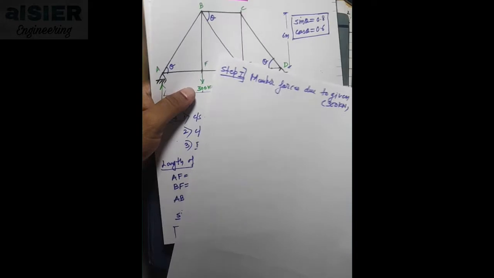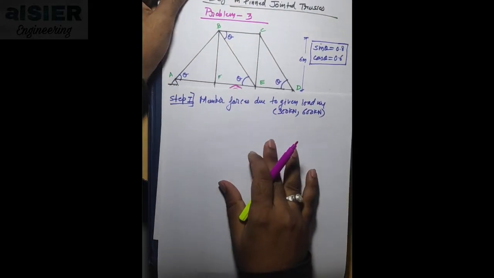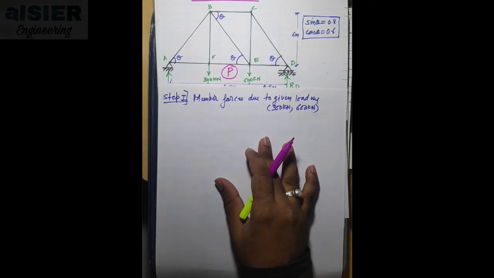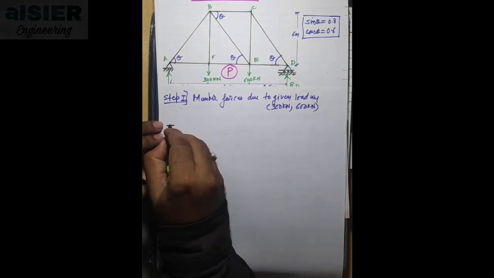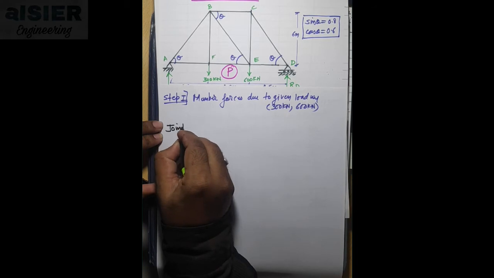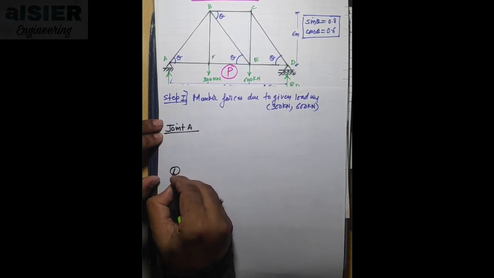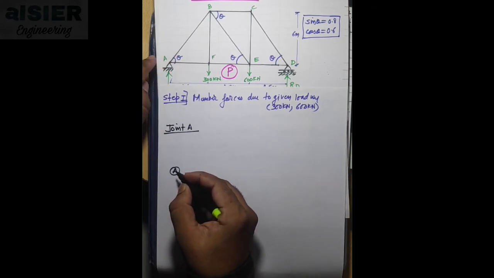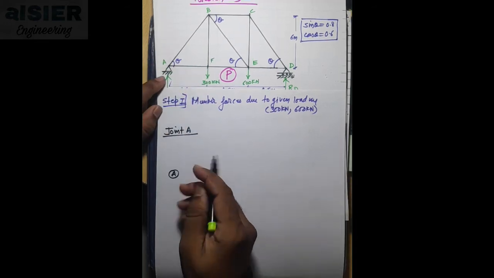Okay, so step 1 is to calculate member forces due to the given loading. We will use the joint method. We will solve joint A first. Now let us say this is joint A. Joint A is connected with two members, one is AB and another one is AF, and in addition to that there is RA.